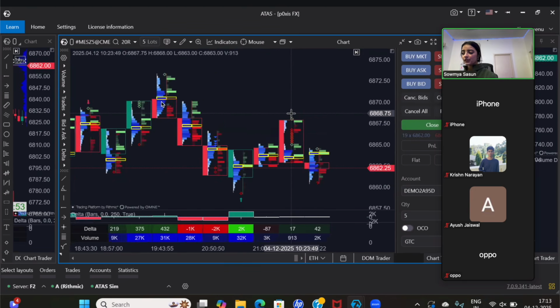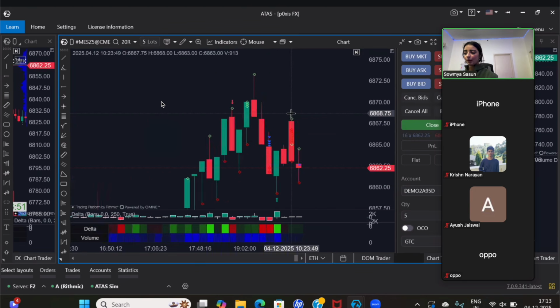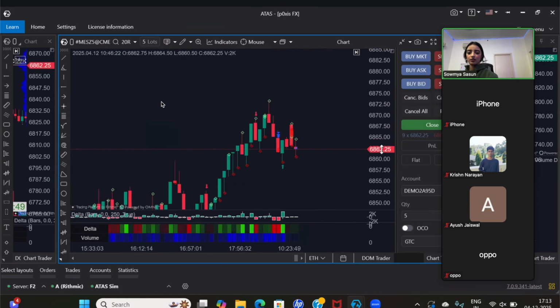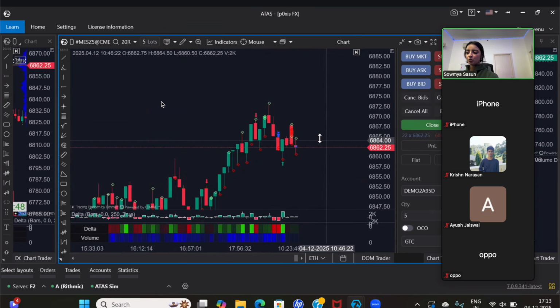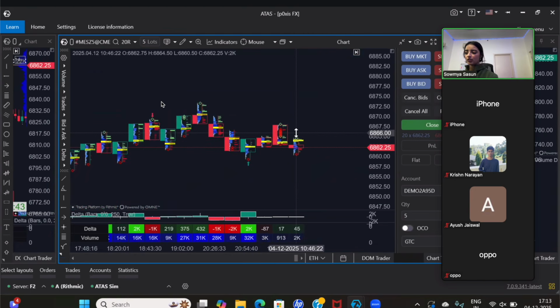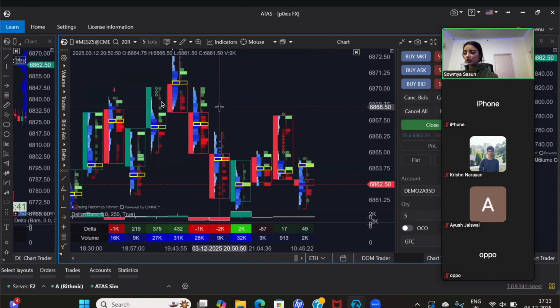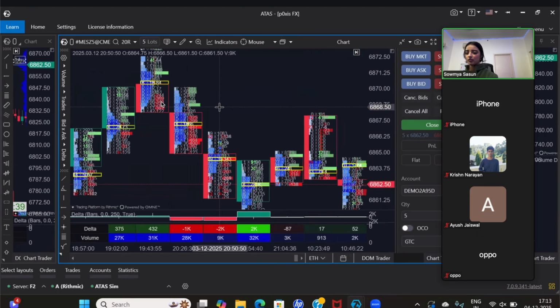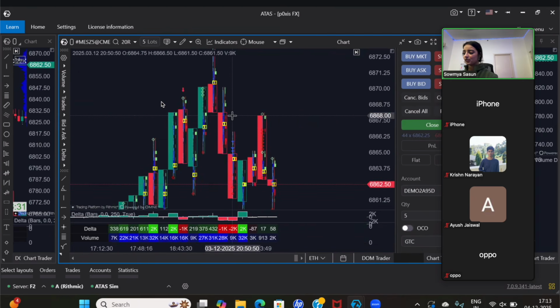If I zoom this out, they become normal candlesticks. Cool? If I zoom into them, then they become footprint charts. Look at this. So you see, this red is the body, this green is the body, this red is the body. Whenever I zoom out, they become just the candles.